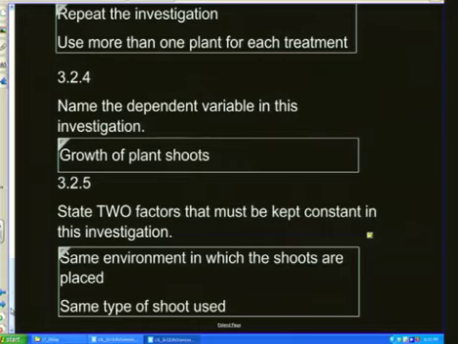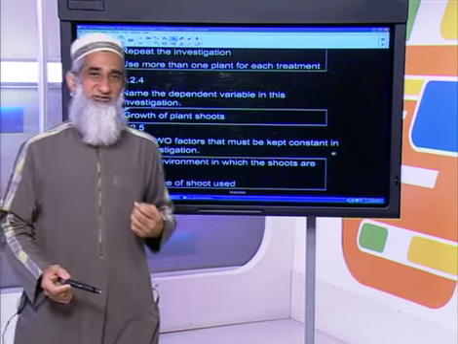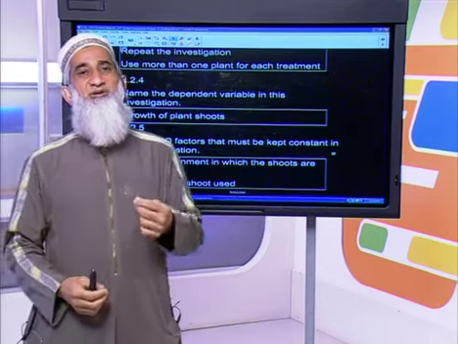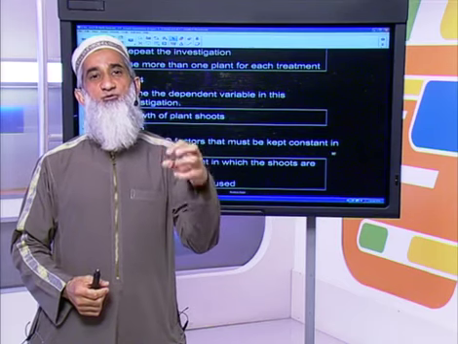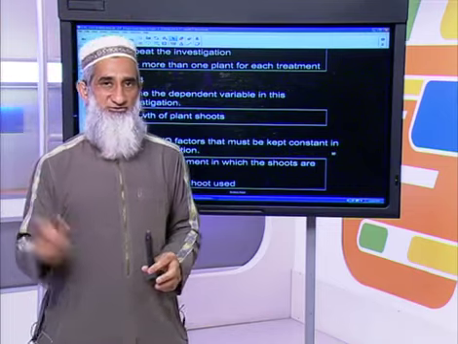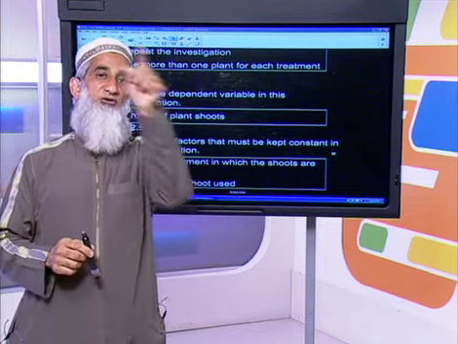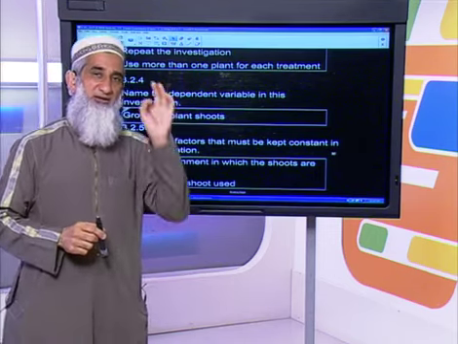Okay, we can say that the same environment in which the shoots are placed, and the same type of shoot is used. We can also add to this, temperature must be the same. Yes, because if we change the temperature, it may stimulate growth. Remember, when we're asking for constants, what are we testing? We are testing whether the auxins are at the tip and they're influencing plant growth. So if we don't make all the other factors constant, we are not sure whether any one of those other factors cause the difference. Therefore, those things must remain the same.